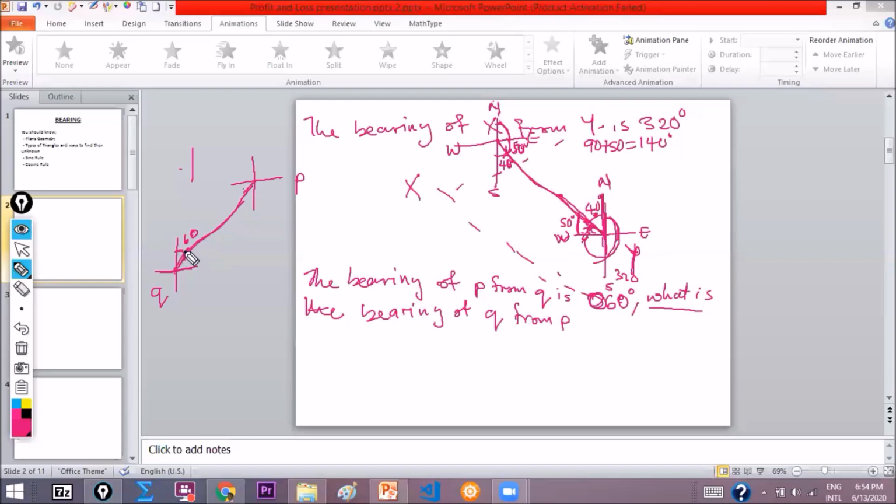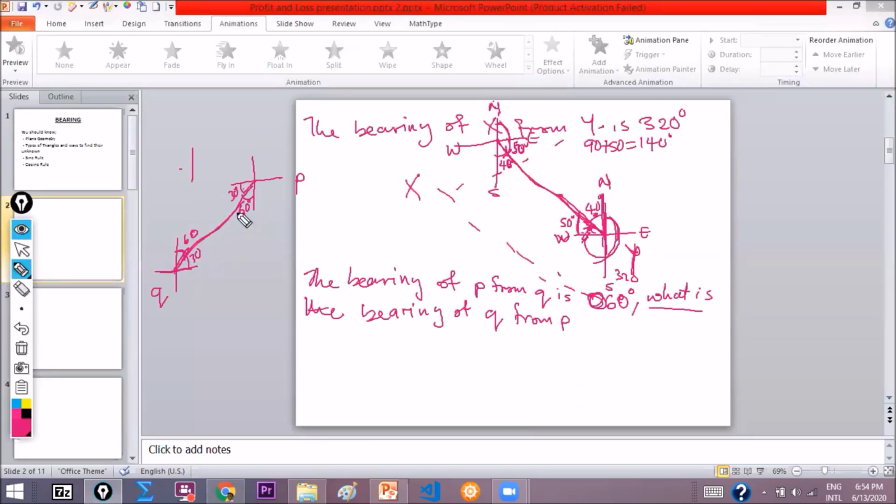So if this is 60, it means this angle here is what? 60. Is that not it? Alternate angles, right? Yes. Okay. So this angle here is what? 30. And this angle is also what? 30. I always like in bearing, just resolve all your angles immediately.